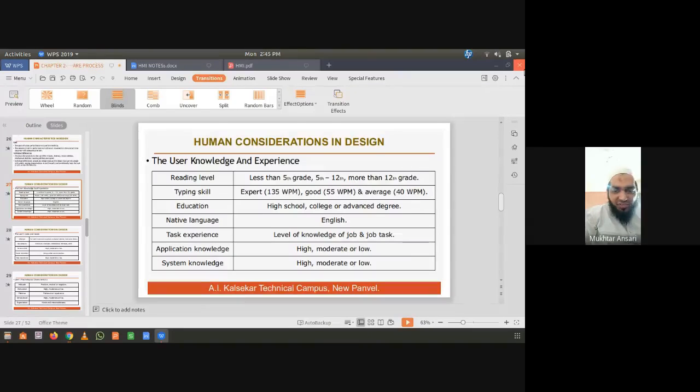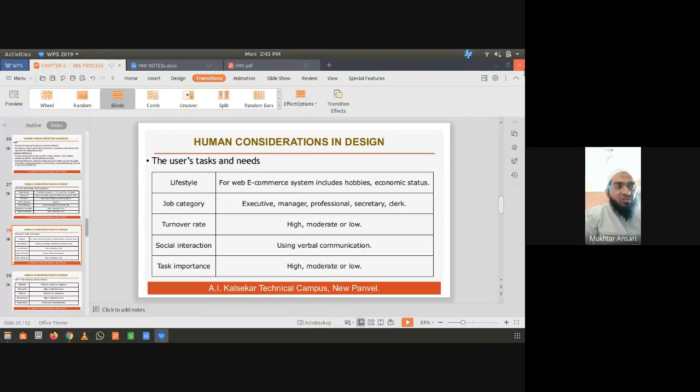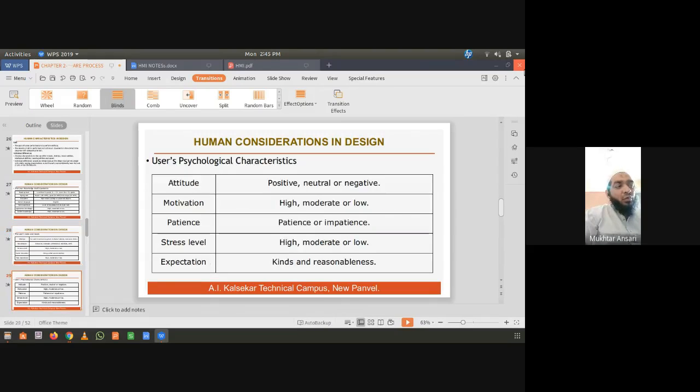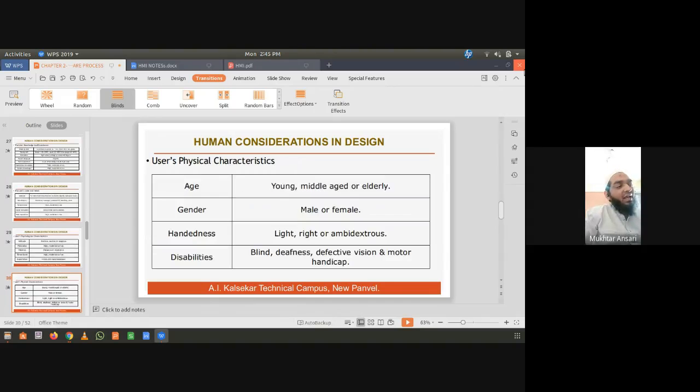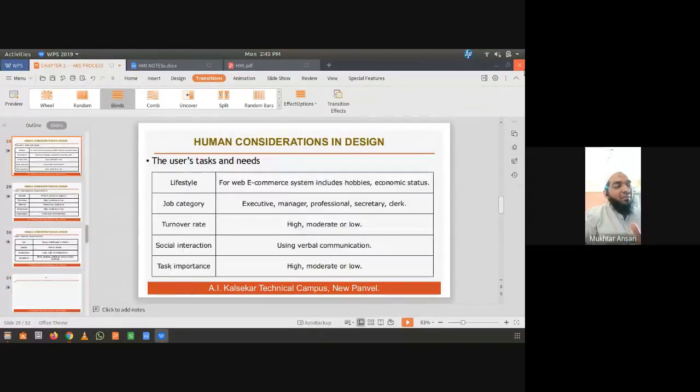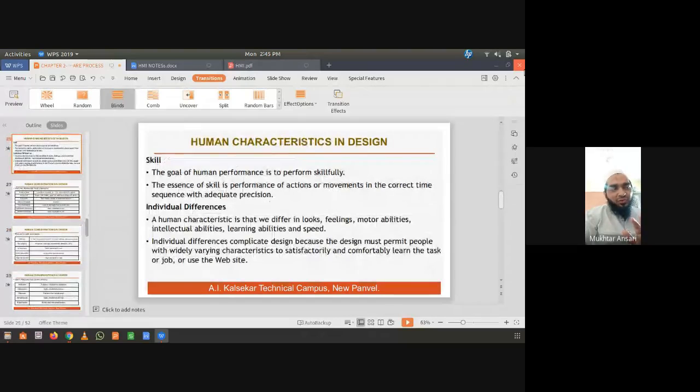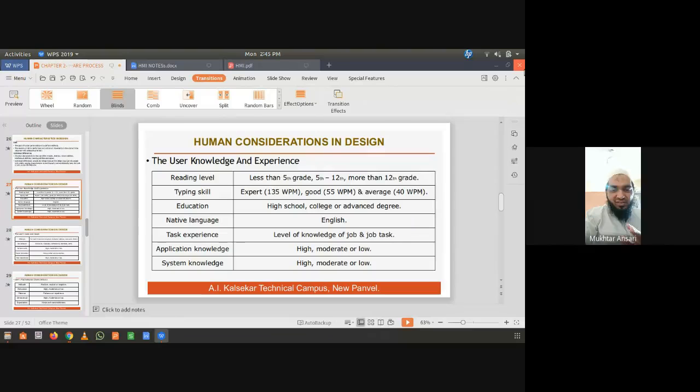Okay, the first table is regarding user knowledge and experience. Second is regarding users task and the needs. Okay, and then user psychological characteristics, and the last one is user physical characteristics. Okay, so they have categorized into 4 consideration. Okay, human characteristics, sorry, human consideration in the design.